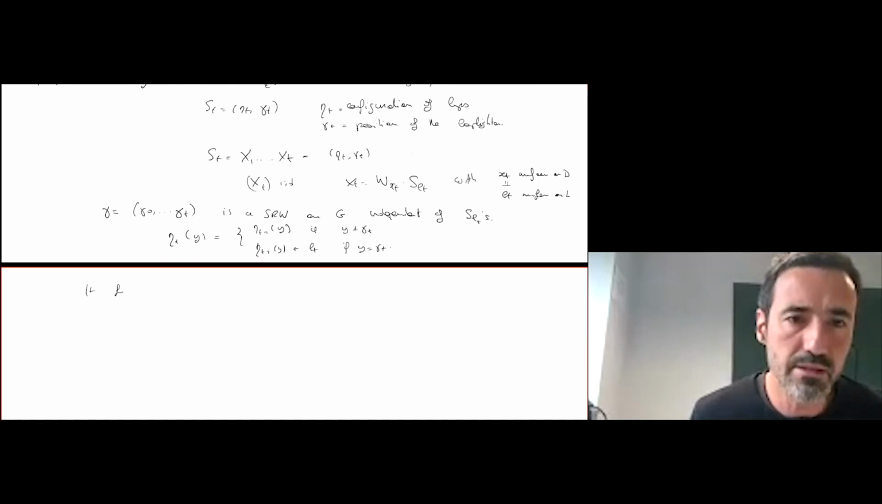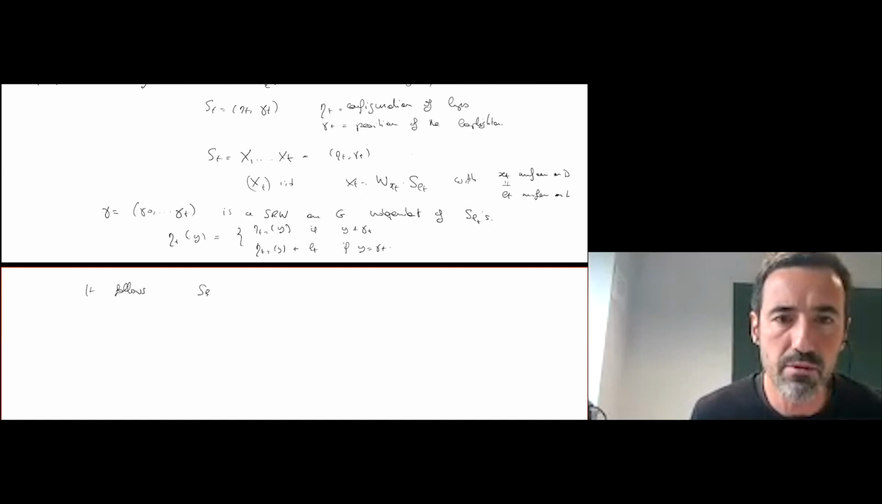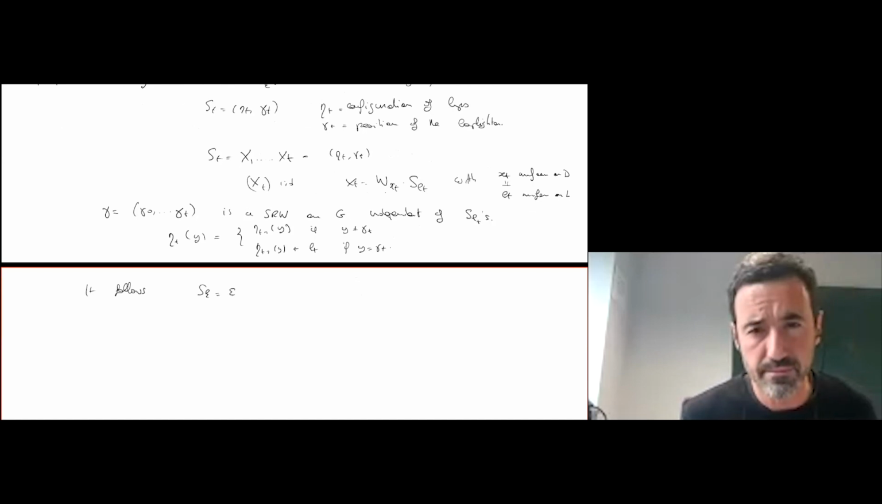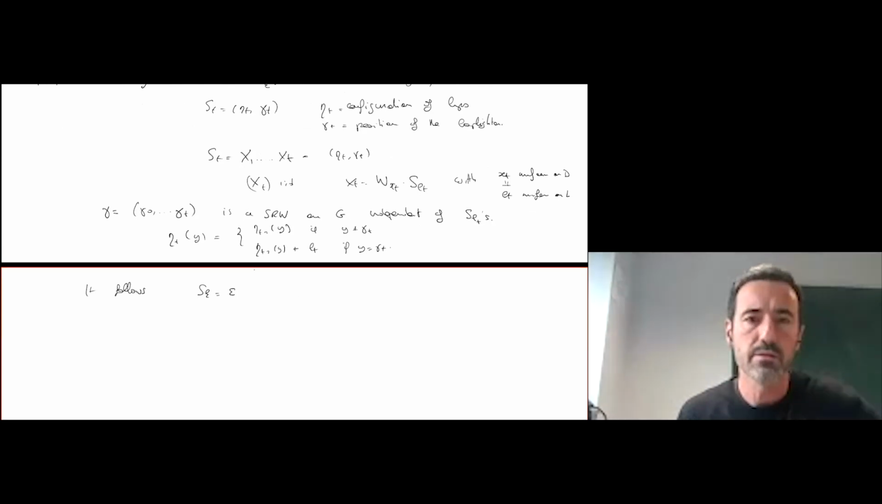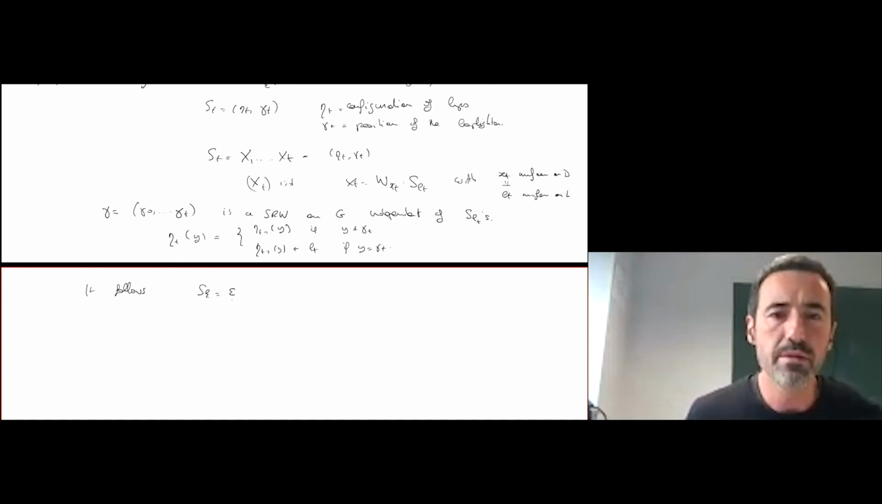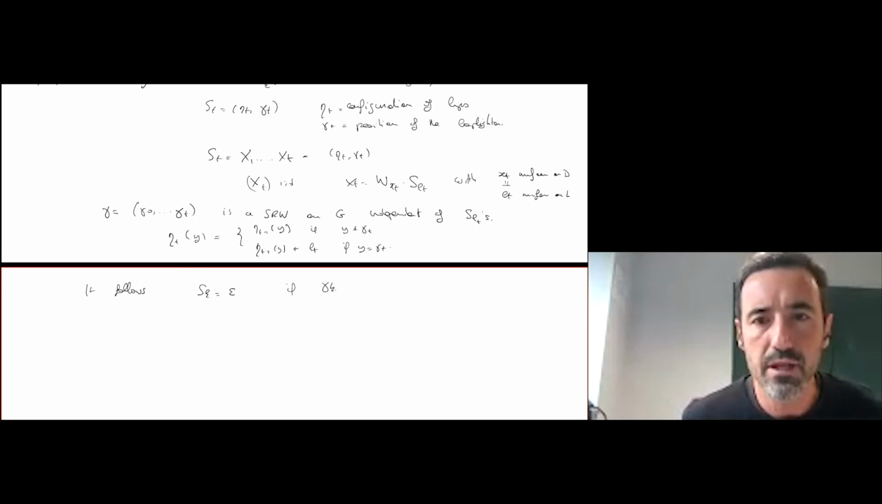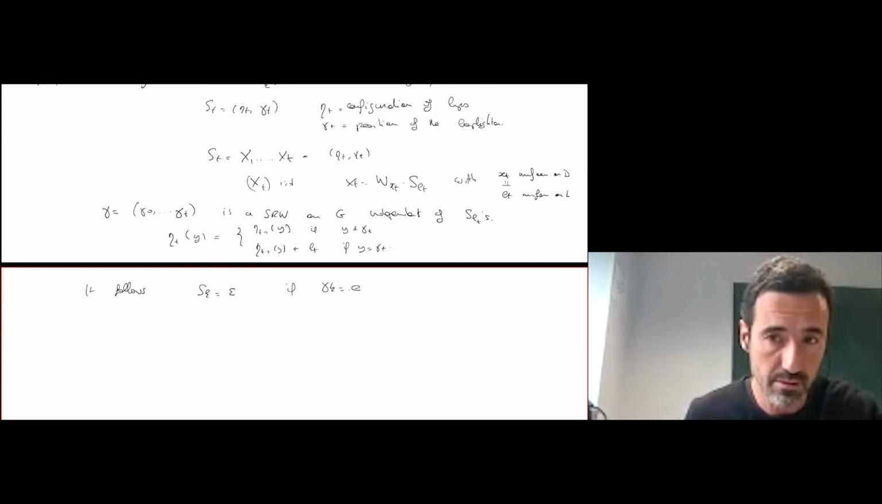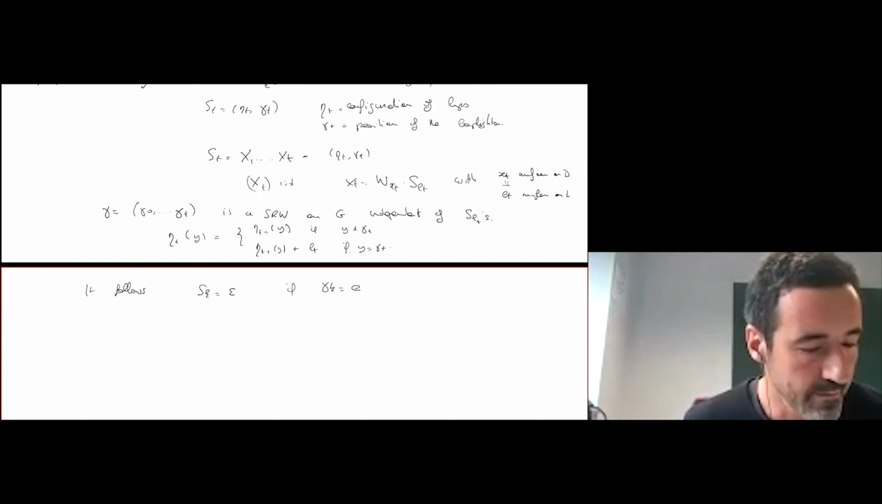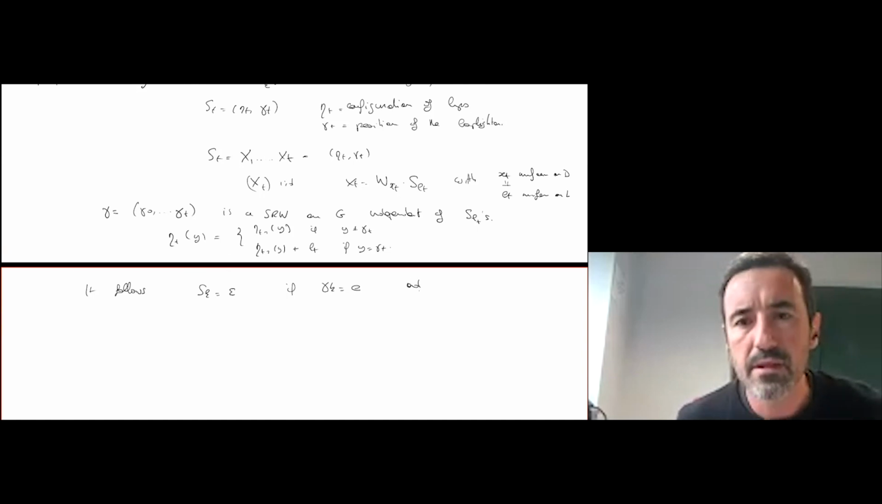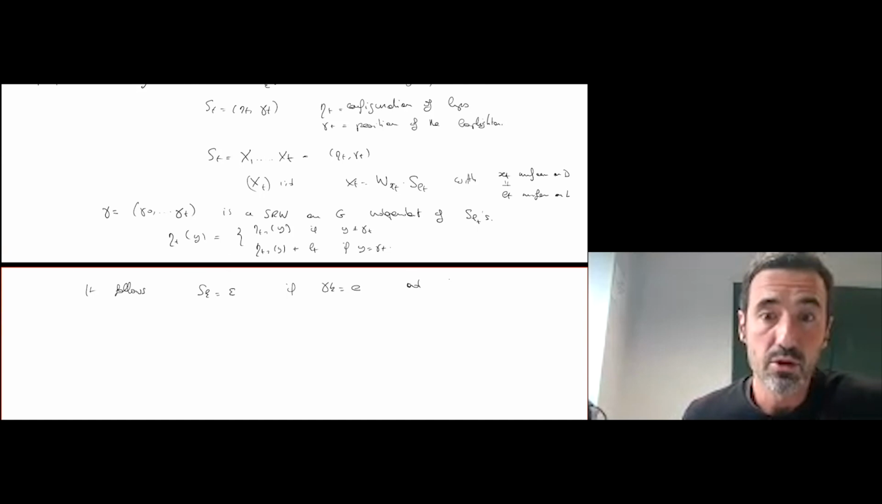Okay, so it follows what? That S_k will be equal to epsilon. So if you start from the empty configuration with the position of the walker at the origin, S_k at time k will be back to your position if gamma_k is e. So if the simple random walk on G is back to e, it has turned back to the origin in the base group, and the configuration should also be, all lamps should be put to 0.